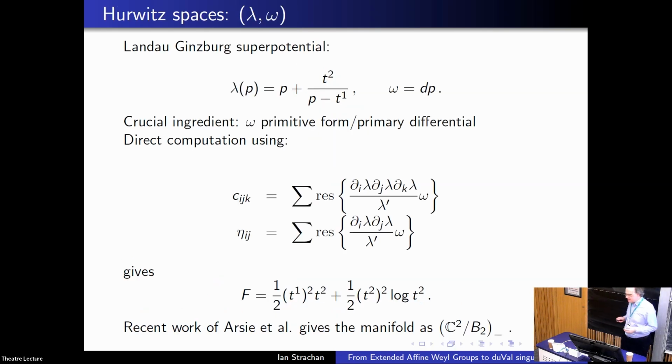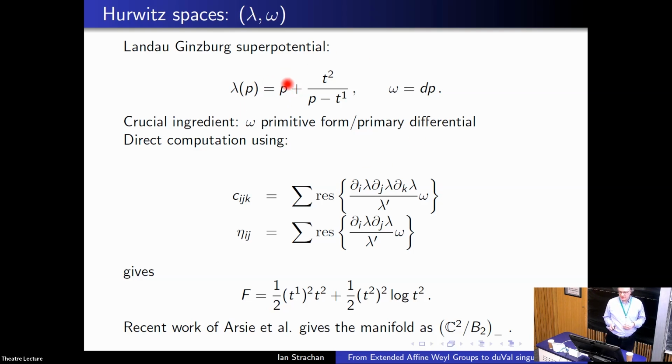So what's going on here? What's behind all these four examples of solutions to Frobenius manifolds? Well, there's a very, very simple construction. These are all given by a Landau-Ginzburg superpotential, and that superpotential is just a rational function. It's a very simple rational function.